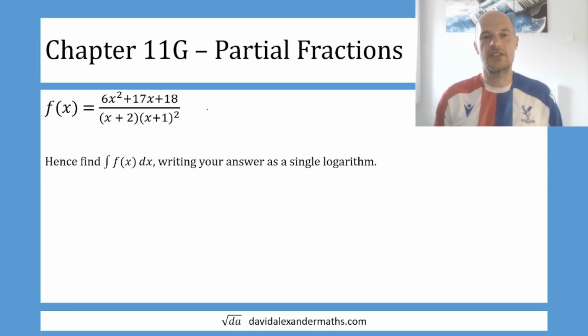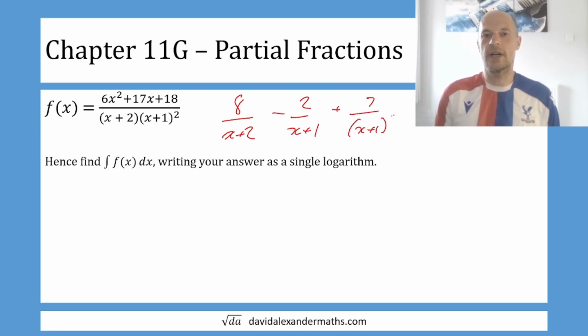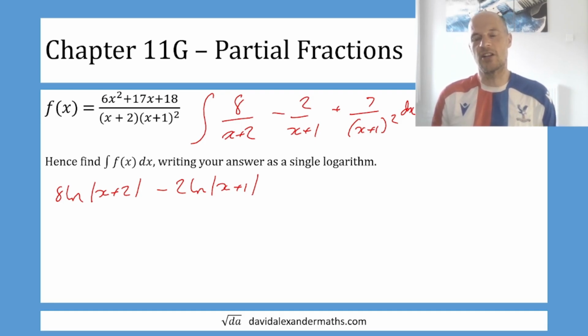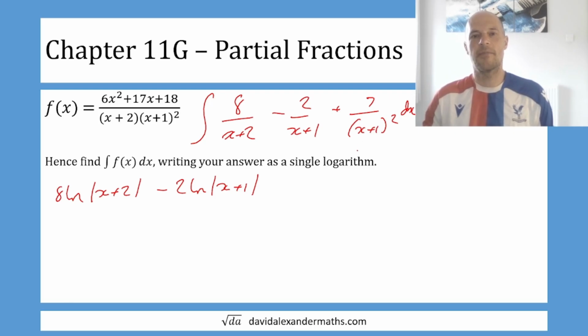Okay, so we know from the previous part of this question that we can turn this into partial fractions, which is 8 over x plus 2, take away 2 over x plus 1, plus 7 over x plus 1 squared. Okay, and we are going to integrate this. So the first part is just going to be 8 ln of x plus 2, take away 2 ln of x plus 1. Now, because we've got a power on the denominator here, there's not going to be a ln here.